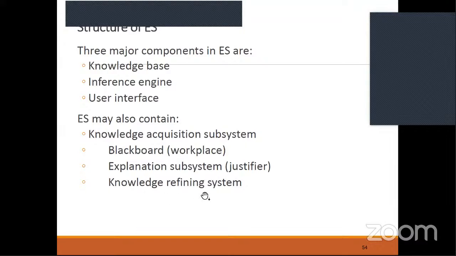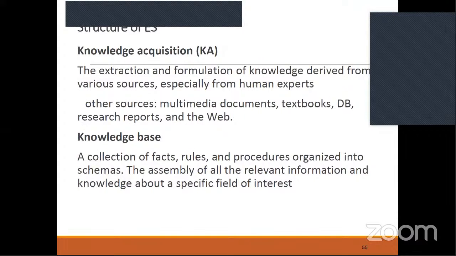Sometimes with more experience and more learning, the knowledge in the system has to be changed, because over time things change, and this change has to be brought into the expert system. Knowledge acquisition is the extraction and formulation of knowledge derived from various sources, especially human experts. Getting that knowledge and putting it in a form that can be used by the system is known as acquisition. Then building up that knowledge, a collection of facts, rules, and procedures organized in schemas, is the knowledge base.